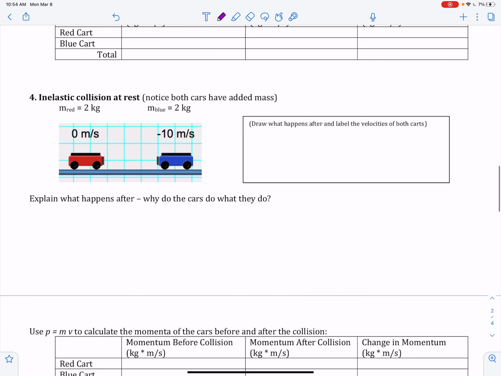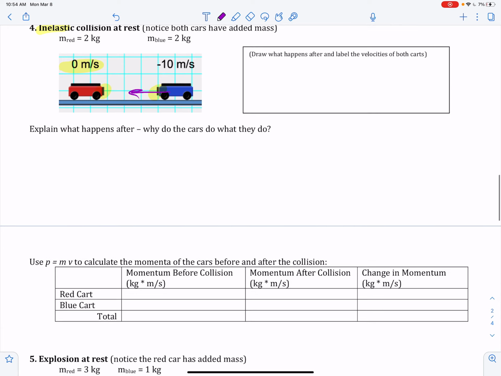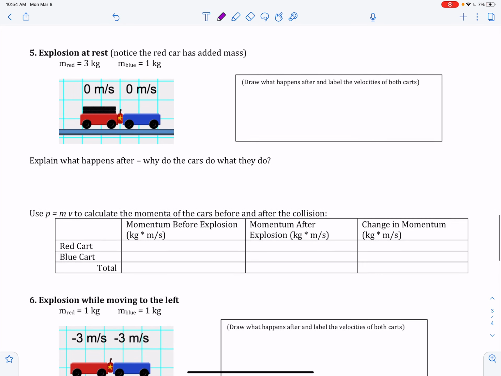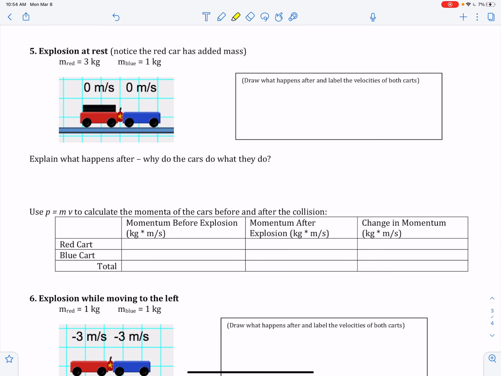In number 4, you've got another inelastic collision. Again, they've both got those magnets on the front of them, but now the red car is starting from rest, and the blue car is going to move to the left and collide with it. They'll both stick together, and then they'll move together. All right, and then finally, you're going to see some explosions. So now we've got in between the 2 cars this bomb, and when the bomb explodes, it's going to send the cars in opposite directions. So the blue car is going to go this way, the red car is going to go that way.